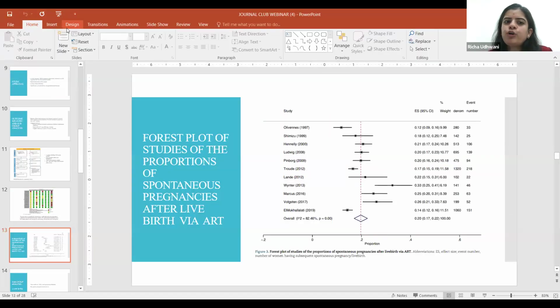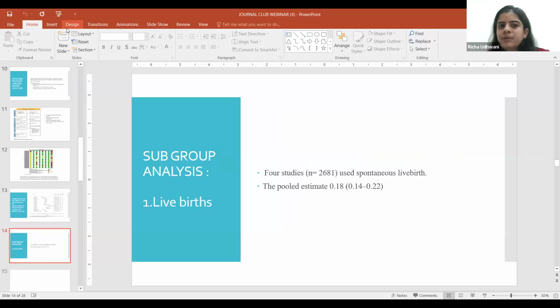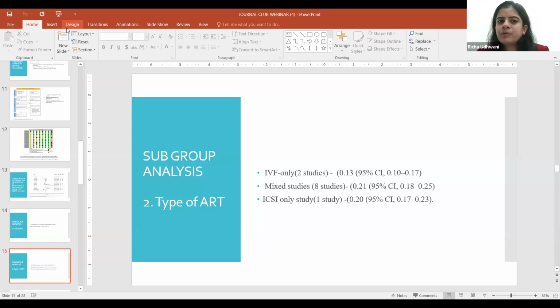Coming to the forest plot of the studies for the proportion of spontaneous pregnancies after live birth via ART, as we can see in the forest plot, the diamond is at 20%, which is the pooled estimate of all the studies. Apart from this, the subgroup analysis was also done. There were 4 studies which had taken into consideration even the live births, and the pooled estimate of this was 18%.